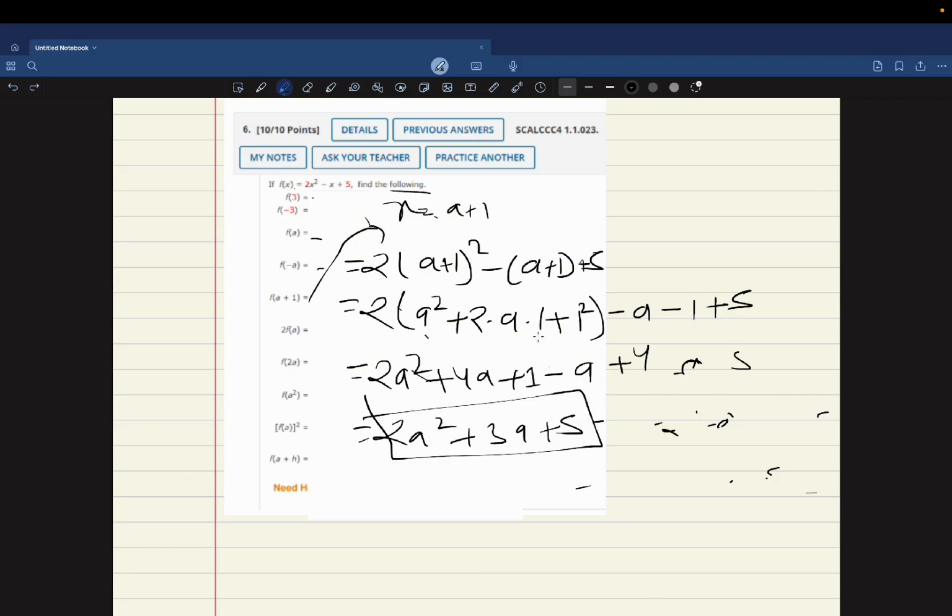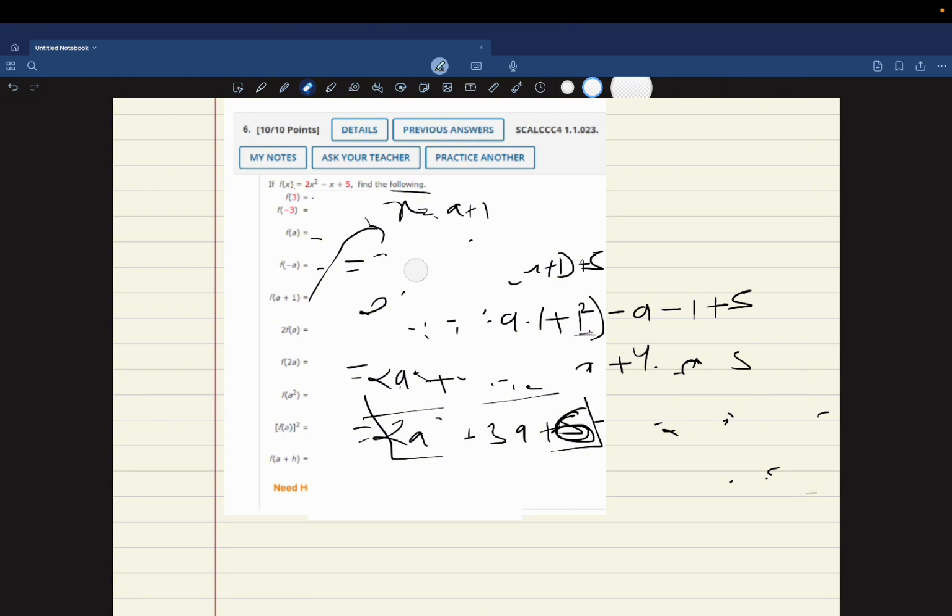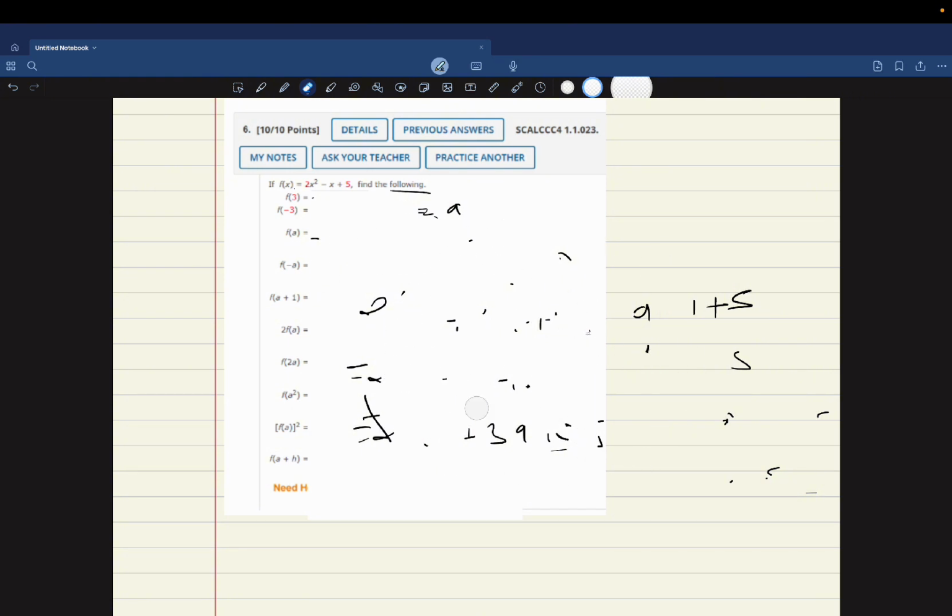Oh, hold on, I forgot to multiply this by 2, so it will be 2 times 1, which will be 2. Okay, so now it will be 4 plus 2, which is 6, not 5. Okay, so this is our answer. Now I'll just remove everything, and then we'll continue from 2 times f of a.